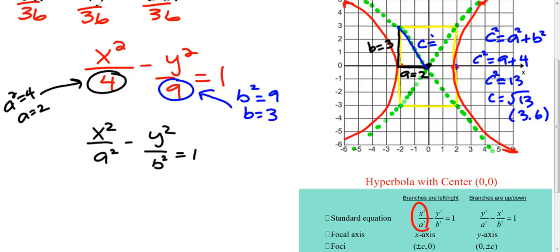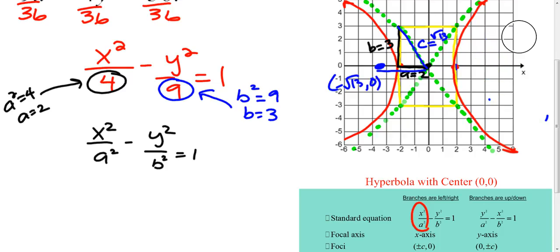So this distance is the square root of 13, which means I can move that same distance, square root of 13, which happens to be about 3.6. So 1, 2, 3.6 would put me right about there for my first focus. So that would be at negative root 13, 0. And then my other focus, of course, will be on the right side. So I'm going to erase this whole mess. My other focus will be about the square root of 13 from my center. So 1, 2, 3.6 right about here. This focus will be at the square root of 13, 0. And that's all it asked me to do.